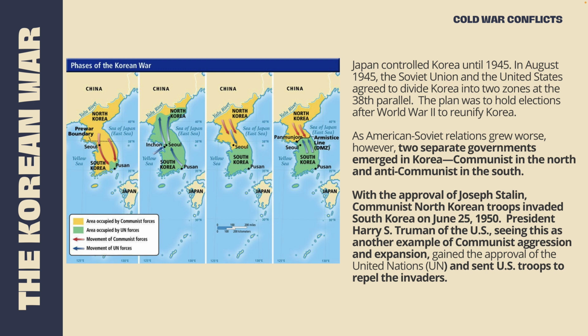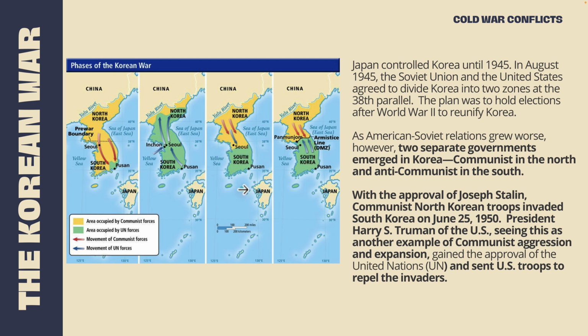However, as US and Soviet relationships got worse, two states emerged: communist North Korea and anti-communist or non-communist South Korea. All right, and that's what you see here in this picture.